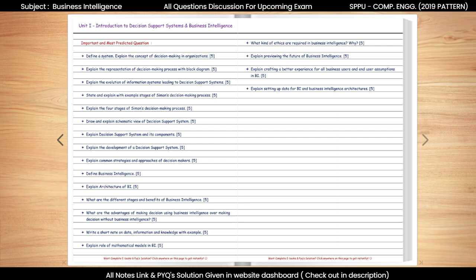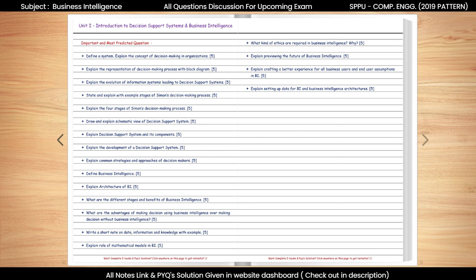Now, let us move on to our next important topic, evolution of information systems. From this topic, we can expect questions such as, explain the evolution of information systems leading to decision support systems. Information systems evolve over time to meet growing organizational needs. Initially, systems focus on basic data processing. Later, management information systems provide summarized reports. As decision-making becomes more complex, decision support systems emerge to provide analytical models, simulations, and interactive tools that help managers make informed decisions.